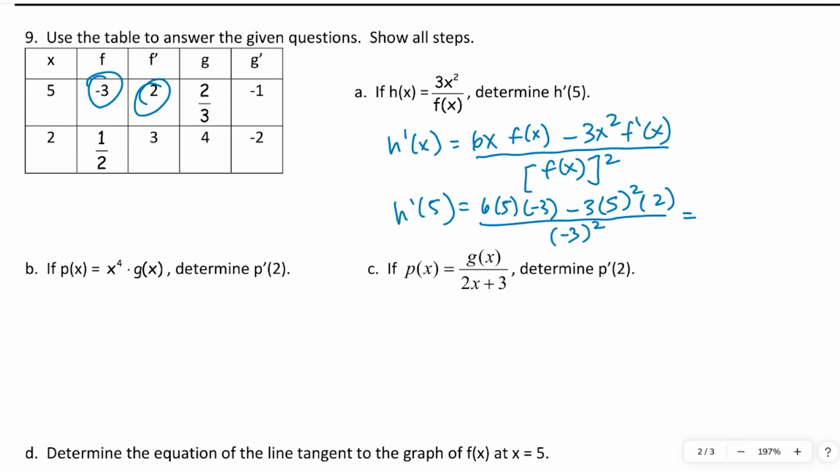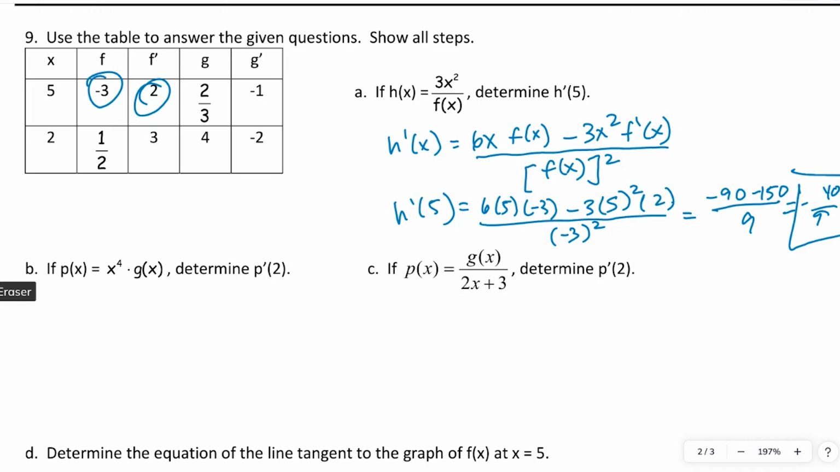So now we can reduce this, hopefully. Oh, this is not going to be that pleasant to do without a calculator, but let's see if we can't handle this. We got 6 times 5 is 30, times negative 3 is going to be negative 90. And then to the right, we've got 5 squared is 25, times 2, 25 times 2 is 50. 50 times negative 3 will be negative 150, all over 9. So this will be negative 240 over 9. Don't think 240 is a multiple of 3, so I think that's going to be our answer.